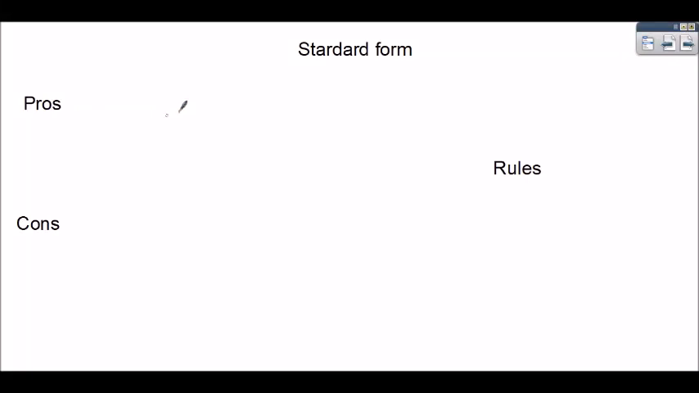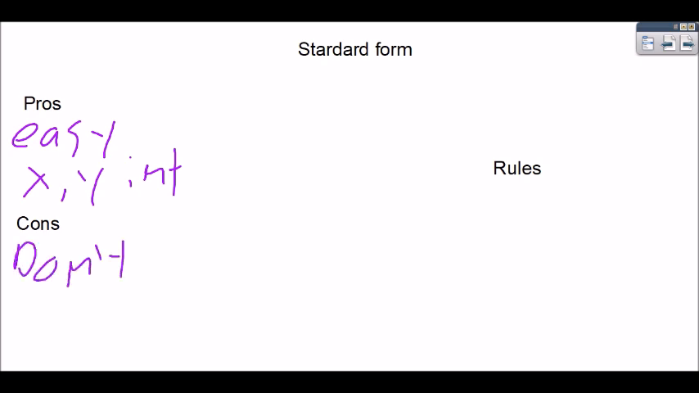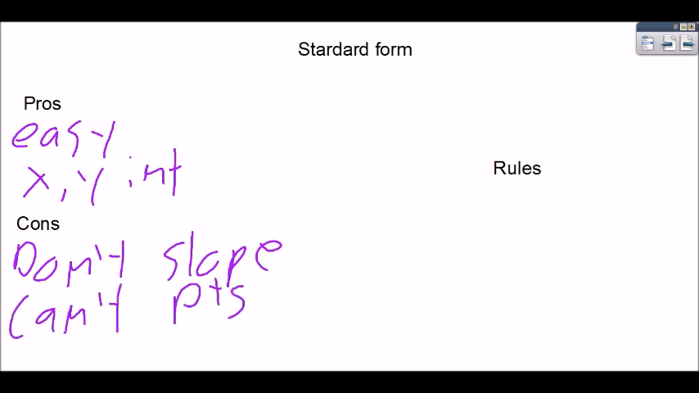Today we're going to work on standard form. Standard form has a couple pros and a lot of cons, if we're going to be honest. The pros are it's an easy way to find the x and y intercept. The cons are that we don't know the slope, and we can't use it if they give us just points. If they give us general rules, we can create this, but if they give us, hey, it's at point 1, 2, we can't use standard form.